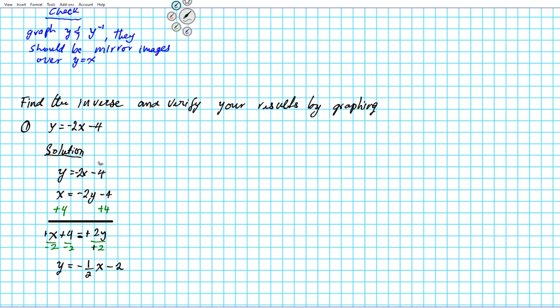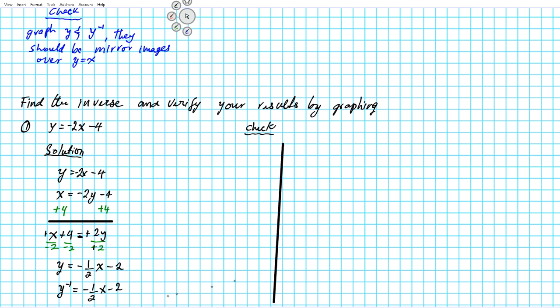So we switched x and y, solved for y. Now we're going to rename this y inverse. So y inverse is going to be negative 1 over 2x minus 2. To check our work, we're going to graph both of them on the same coordinate system. They should be mirror images of each other along the line y equals x.